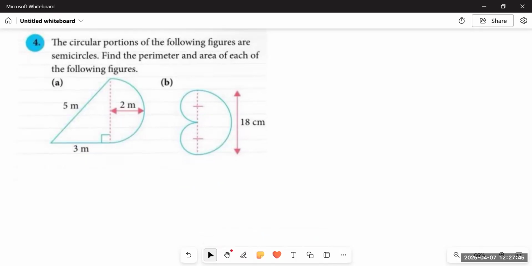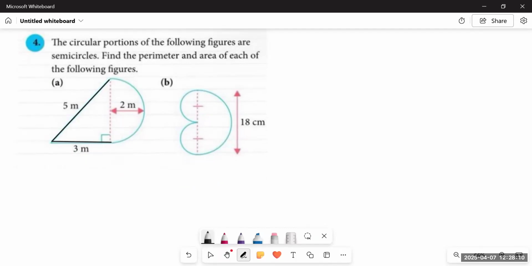To find the perimeter, all we need to do is add up the lengths of all the outer sides. So if we look at figure A, we will find that there is a triangle, but of this triangle, only two sides are part of the outer side. We are not going to take the third side of this triangle while we are finding the perimeter.